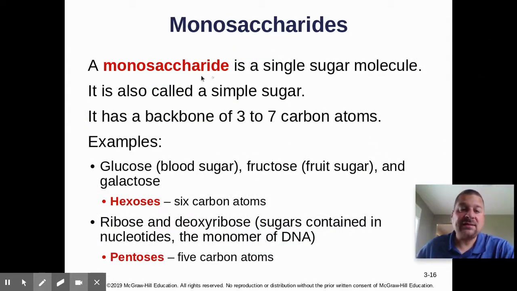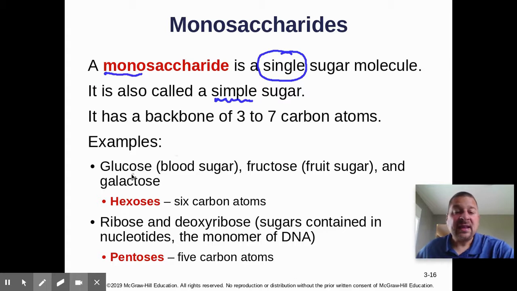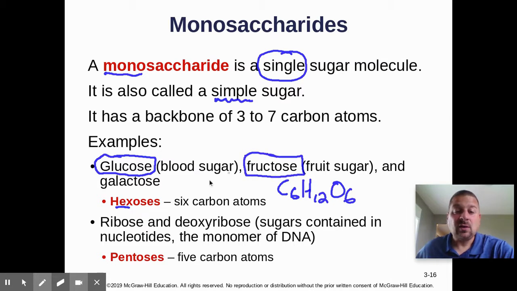Starting with the monosaccharides, mono meaning 1. That is a single sugar, often called a simple sugar, usually 3 to 7 carbon atoms. The most well-known one that we talk about in biology is glucose, or blood sugar. They are hexoses, hex meaning 6. So this is our C6H12O6. But C6H12O6 can also be fructose or galactose. These are 3 of the common hexoses.